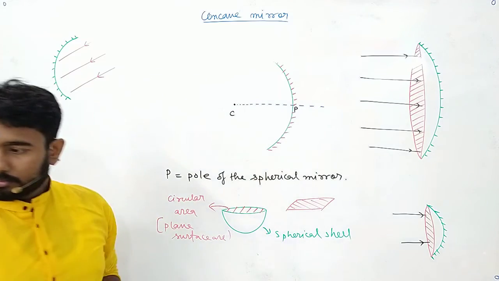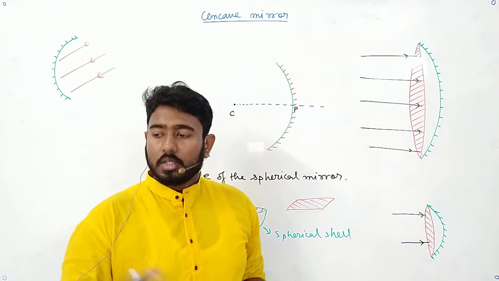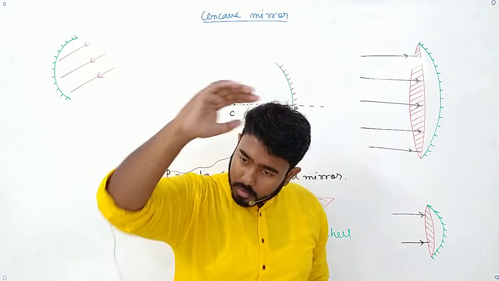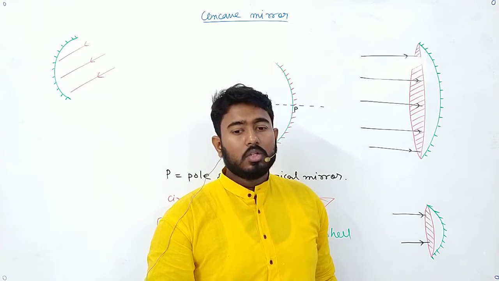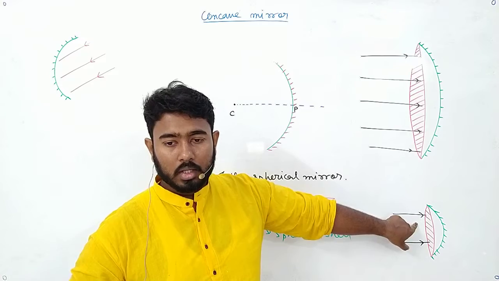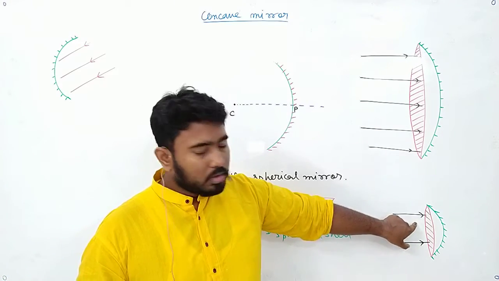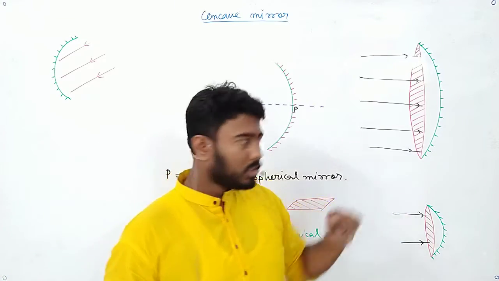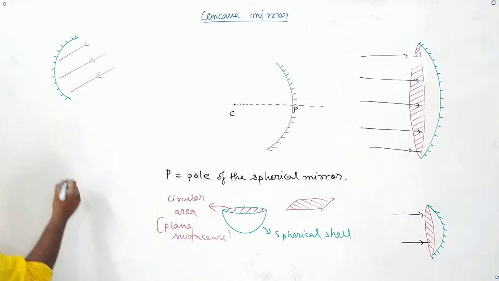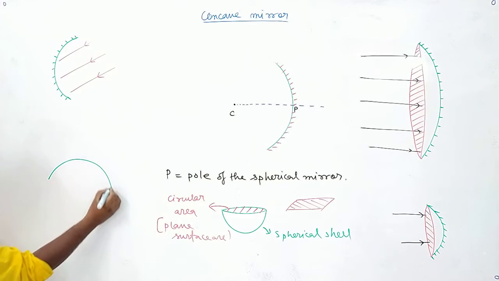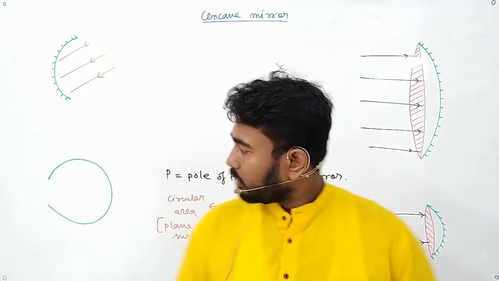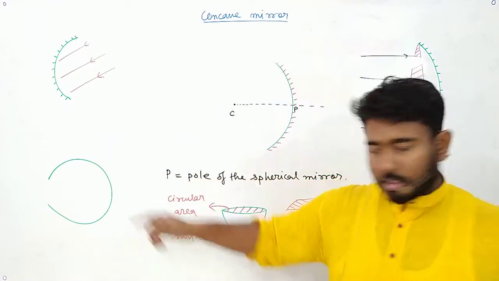Yes, you can say the plane circular area. The reflecting area was the curved area, but aperture is the plane circular area. You know why we take aperture as a plane surface area? See, think about it. Suppose you have a mirror like this. This is also a spherical mirror.